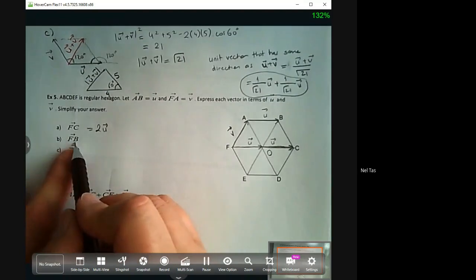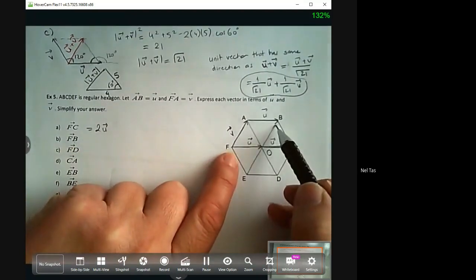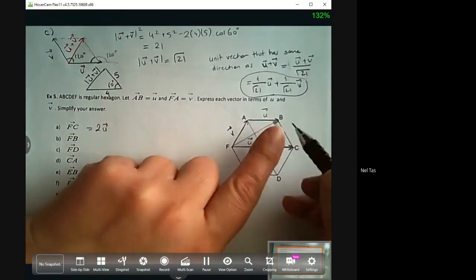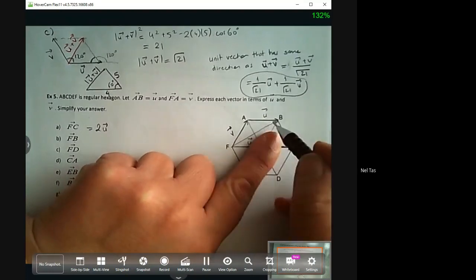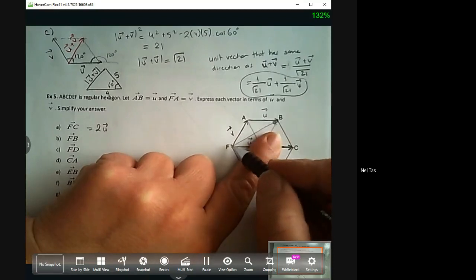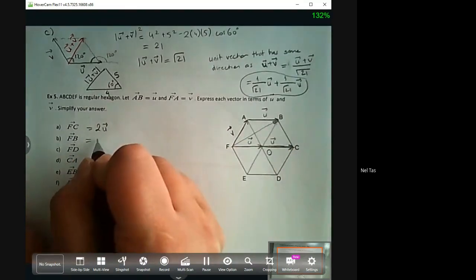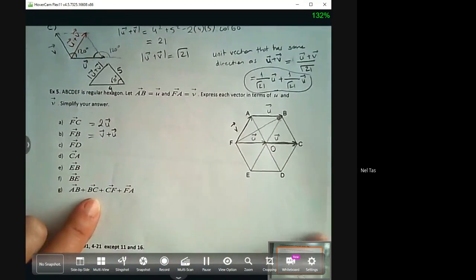So let's look at FB. FB, let me draw it. FB vector. So this is V, that is U. They are head to tail. So looks like then FB is the resultant of V plus U. Or U plus V, doesn't matter which order you get.